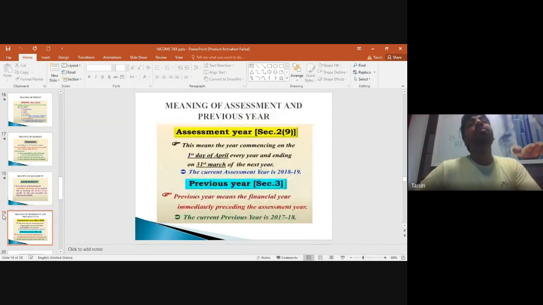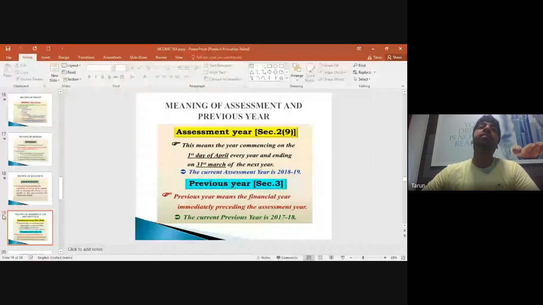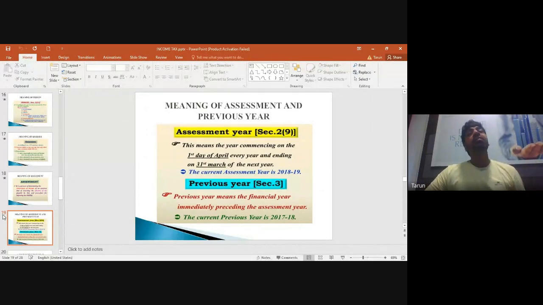Next one is the meaning of assessment year and previous year. It is a very important concept when we calculate the incomes, when we calculate the tax of the various categories of persons. So always consider these two years only. Whether the income is being calculated based on the previous year or based on the assessment year, or whether the income is calculated based on the previous year for the assessment year. So you need to understand these two concepts.